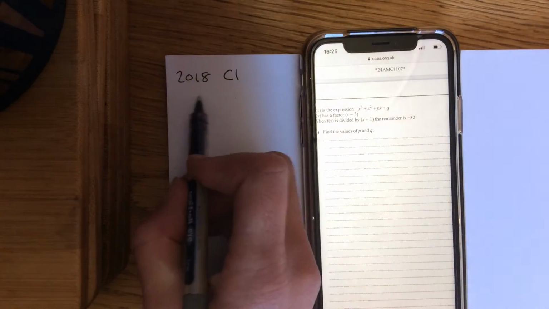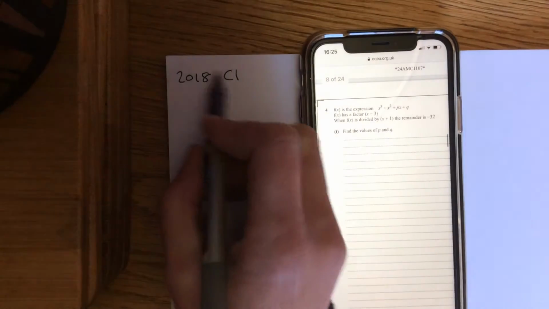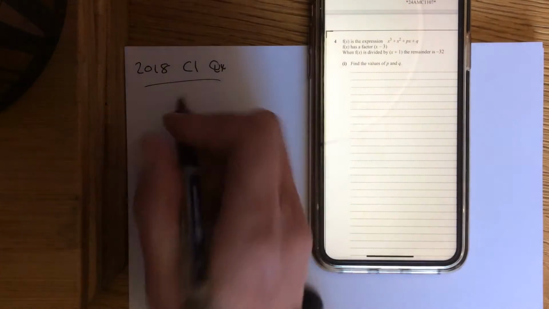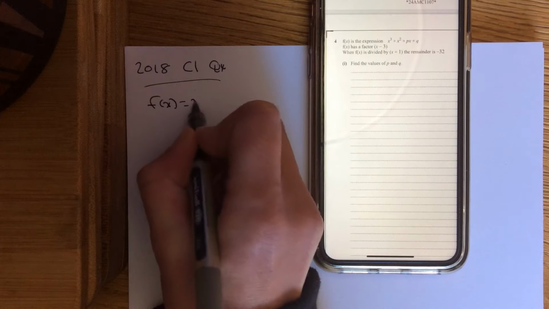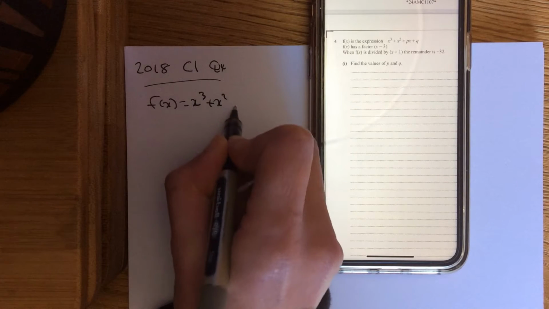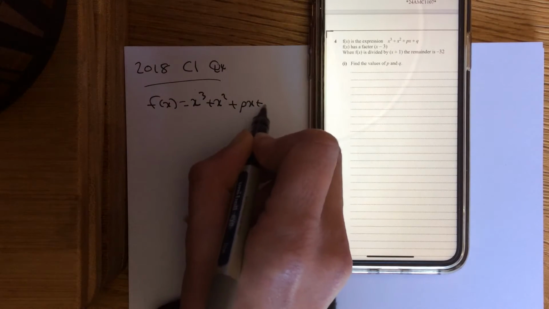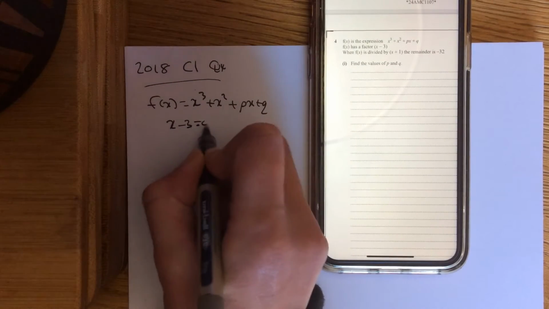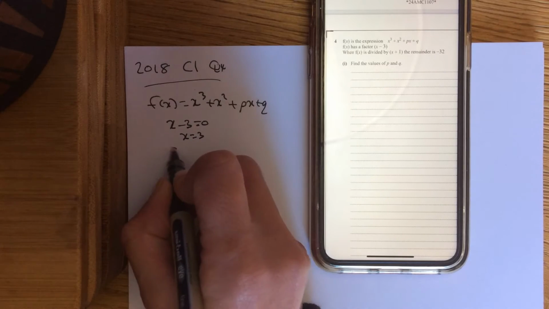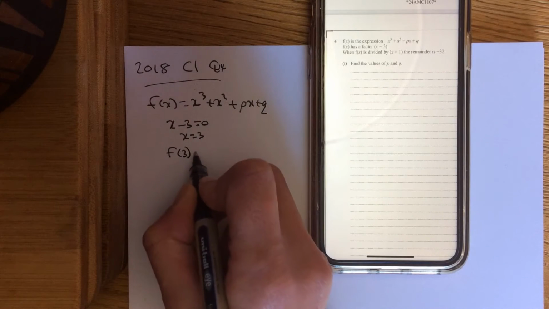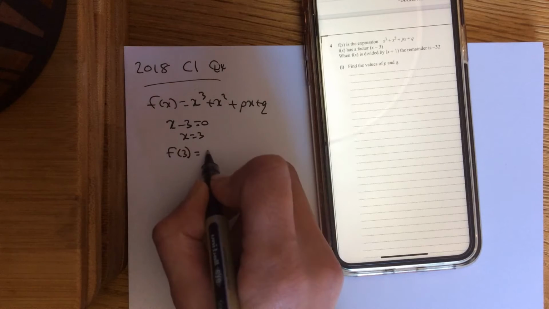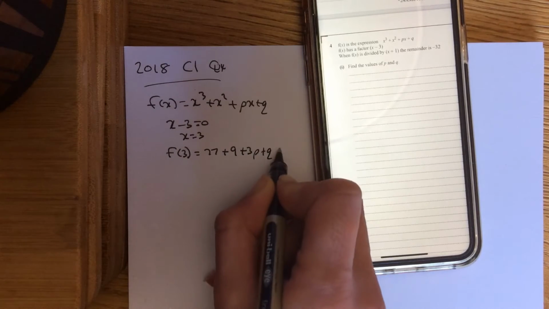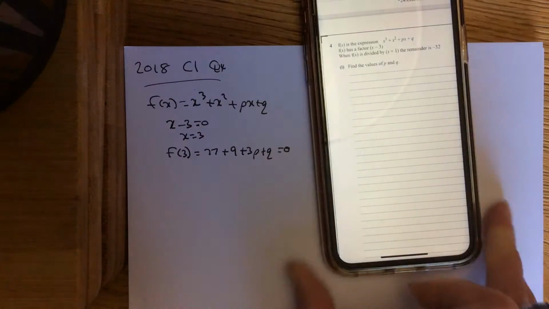Okay, going to start by looking at 2018 C1, and it is question 4. So f(x) is that expression there: f(x) equals x cubed plus x squared plus px plus q. It has a factor x minus 3. So you remember you set that equal to 0 to get the x value. Sub that into f: 3 cubed plus 3 squared plus 3p plus q. Because it's a factor, the remainder is 0.